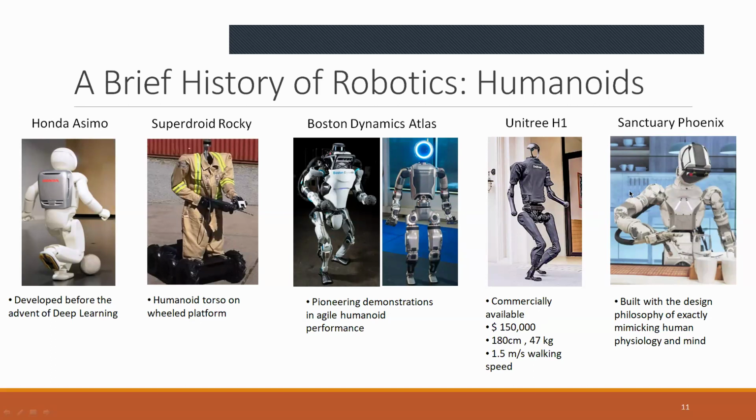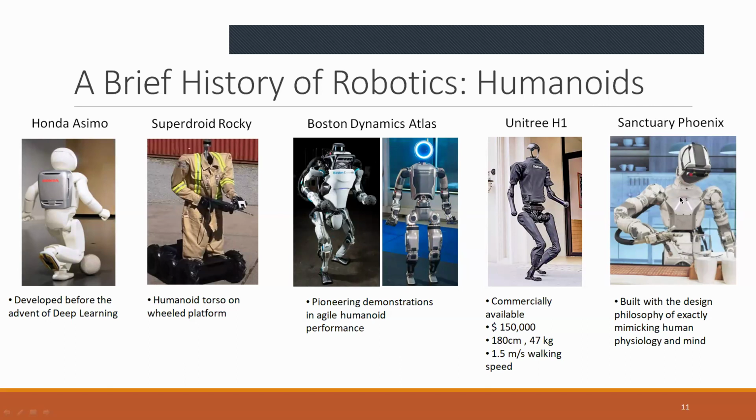And then, before we move on to the Sanctuary Phoenix, I want you to take a look at the arms of the Atlas and the Unitree. Now they really don't have dexterous fingers in them. So at the moment, these two companies focus on mobile agility, but not really what it can do with the arms. So now that's where Sanctuary Phoenix, which is a Canadian company, comes into play.